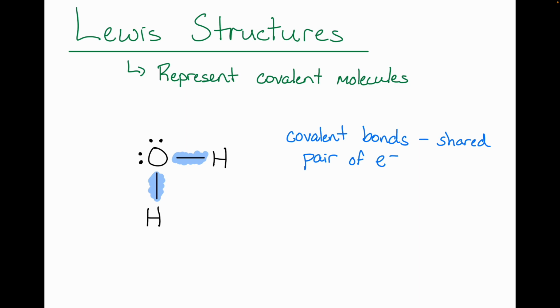But we also got these dots, and these dots live only on that oxygen atom. These dots also represent electrons, but they represent what we call lone pair electrons. These are non-bonding electrons. They're not being shared between 2 atoms. They're just a pair of electrons that lives on that oxygen atom. Cool.